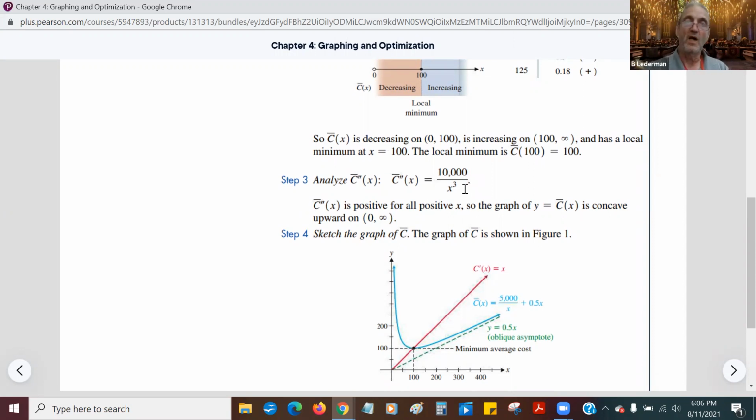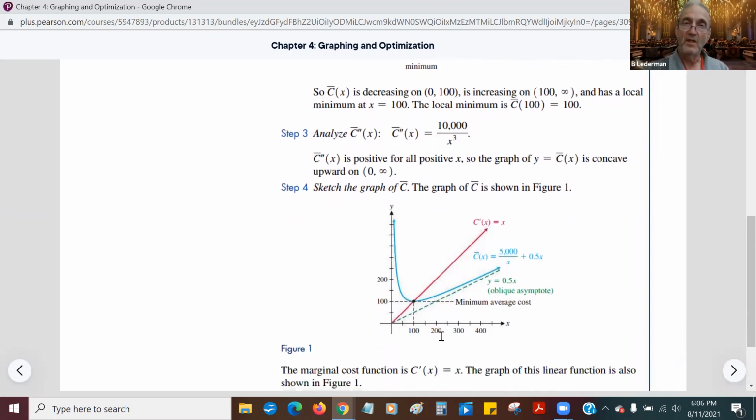So this thing is concave up the whole way through. And finally, here's what our graph is going to be. Now, this dotted green line, that's our oblique asymptote. It's asymptotic to the y-axis, and it's asymptotic to this slanted, sloped green line. And this red line here, that's C prime, which is just equal to x. So there you go. The marginal cost function is C prime, which is just equal to x.